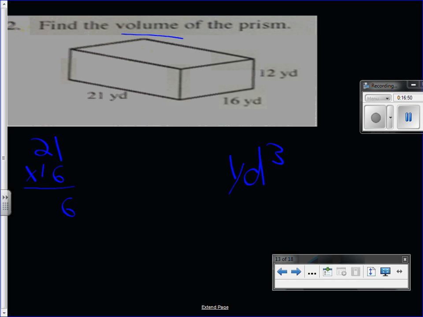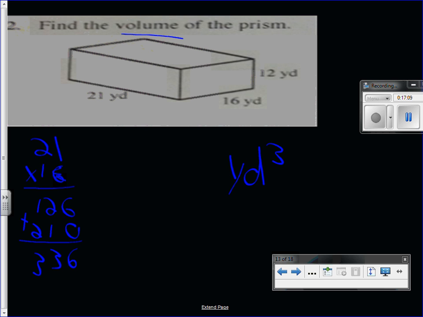6 times 1 is 6. 6 times 2 is 12. Place value holder. 1 times 1 is 1. 1 times 2 is 2. Add them up. 6, 3, 3. 336 is the area of my base.